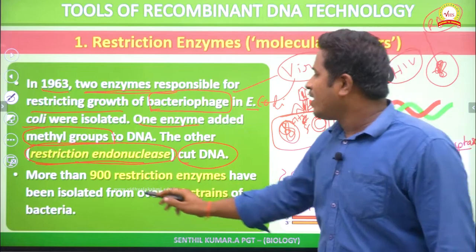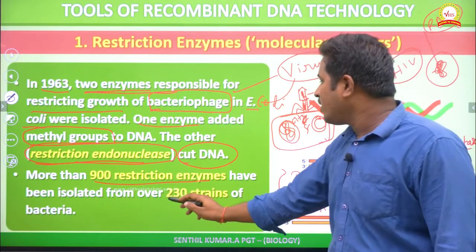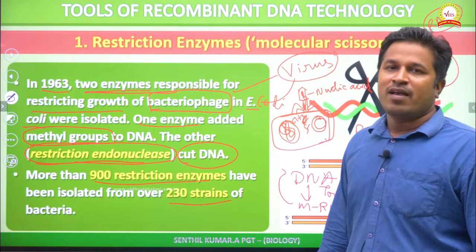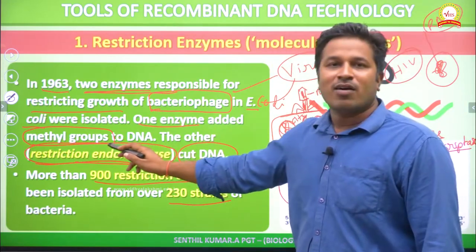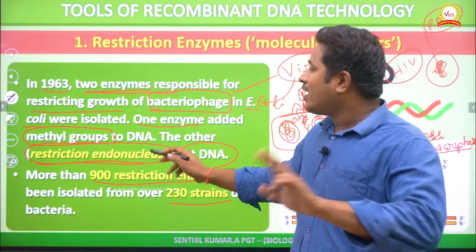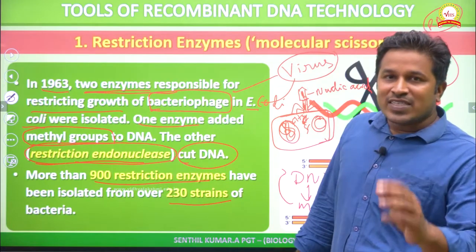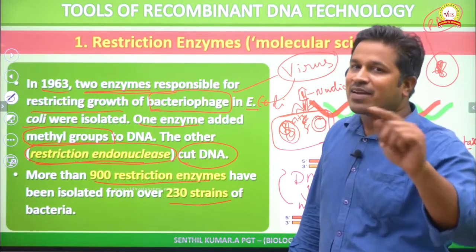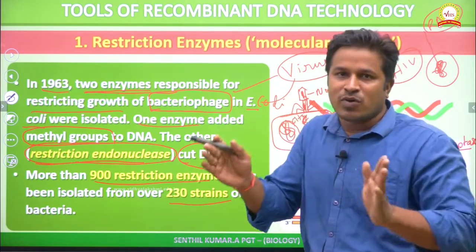In that way, more than 900 restriction enzymes have been isolated from over 230 strains of bacteria. That is the beauty. The very first was isolated from E. coli. It has two kinds of resistance: one is adding a methyl group, and the other is releasing the enzyme called restriction endonuclease, which acts on a foreign DNA.